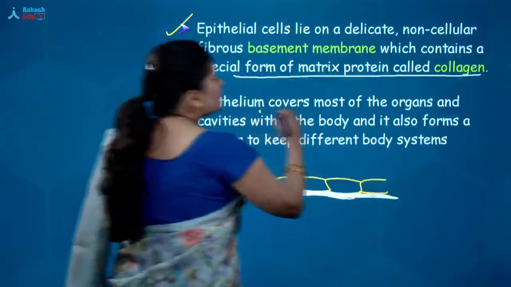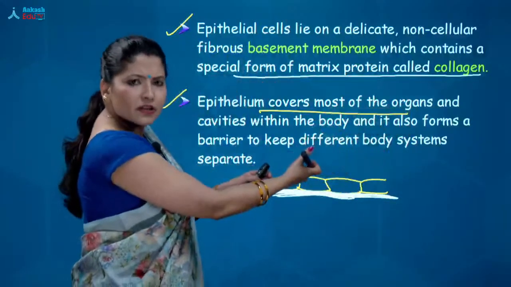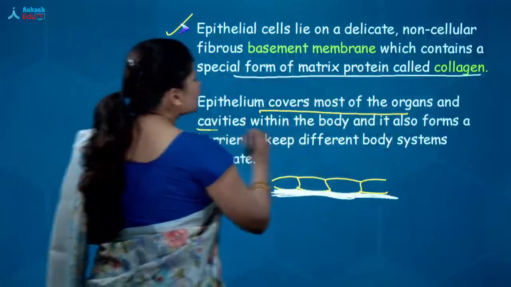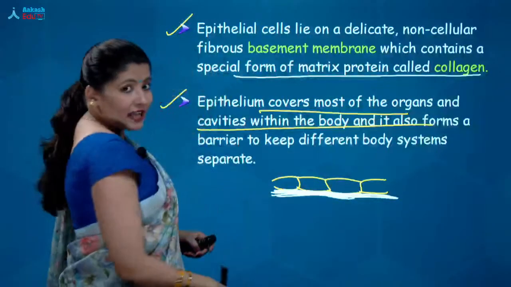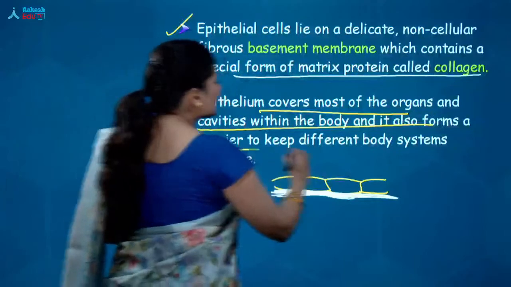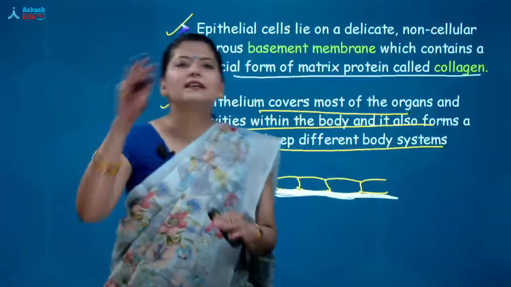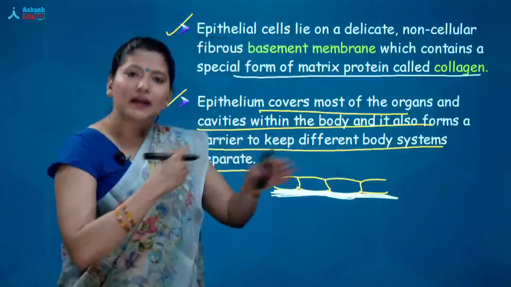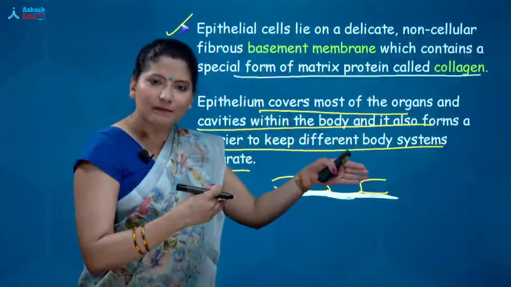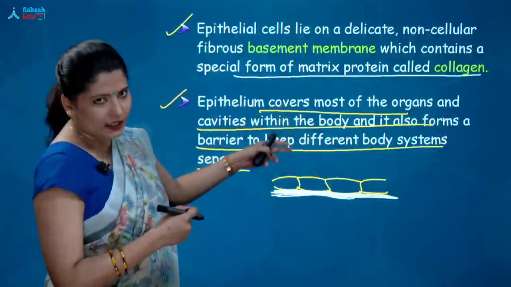Epithelium covers most of the organs just like epidermis, right? And cavities within the body, and it forms a barrier to keep different body systems separate. Of course, it's a protective layer. तो वो क्या कर रही है? Separate भी करेगी ना एक system को दूसरे system से. ठीक है? So these 2 points are interconnected. Okay?